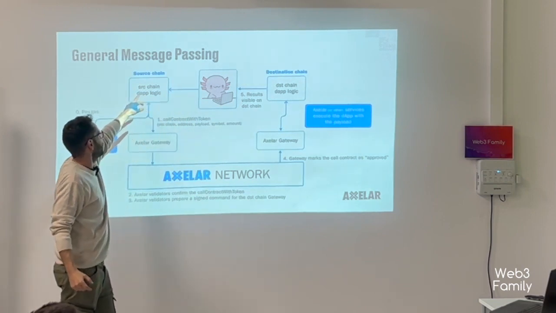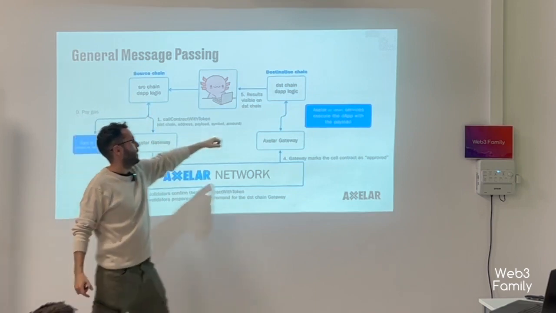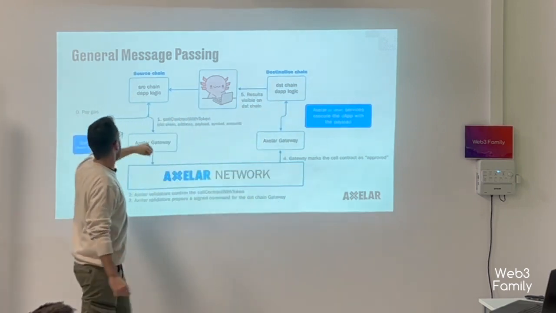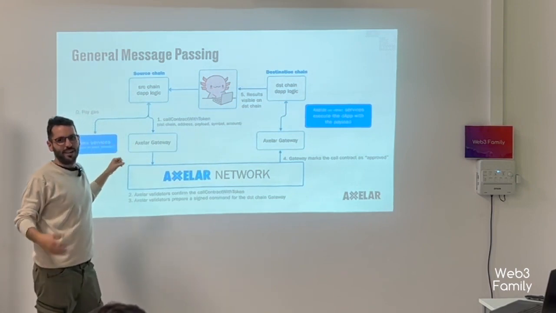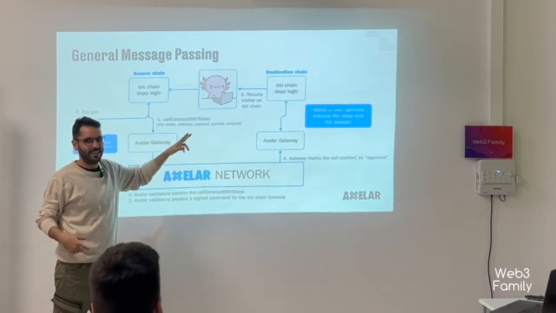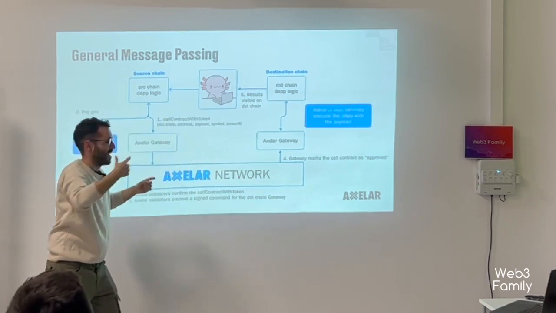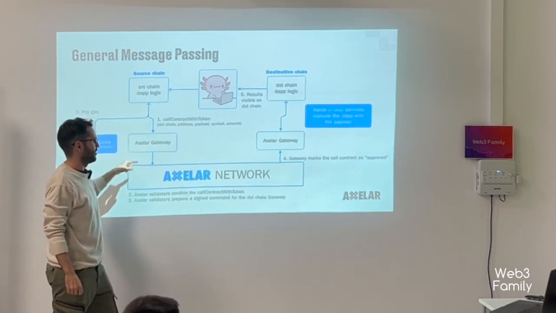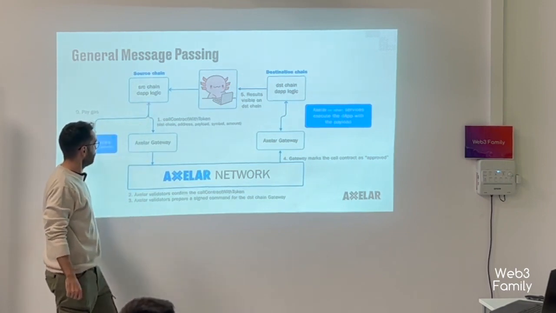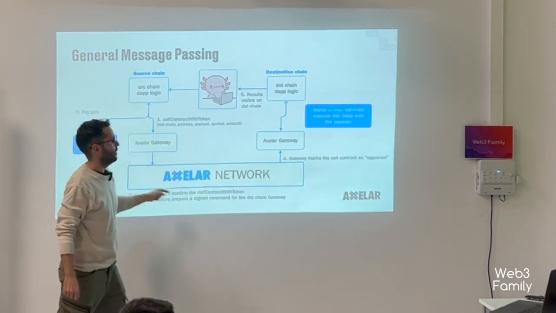So I'm on, for example, Ethereum, and I have my Pepe. And I want to send my Pepe to Moonbeam. So what I do, I pay some gas to the Axelar gateway. It's like, okay, I need to send this message, but I need to pay for the transaction on the other chain, but I don't have the money. So I send money here, and then I send the message. So let's say I send €1 for the transaction, and then I want to send 10 Pepe to the other chain.